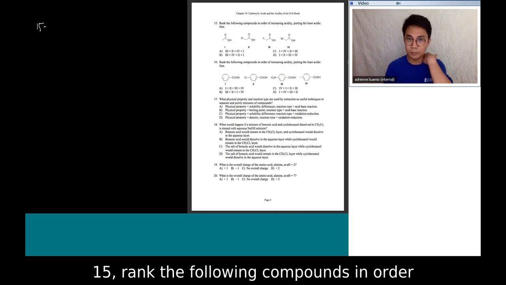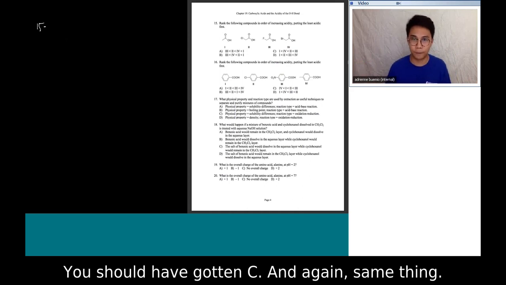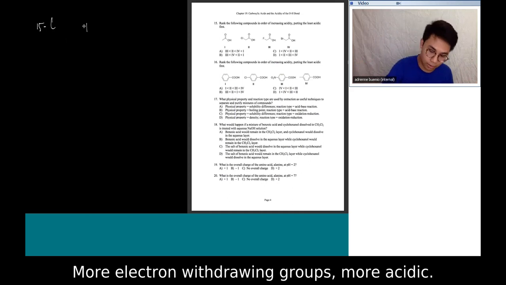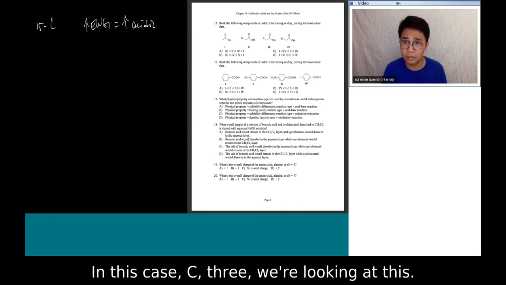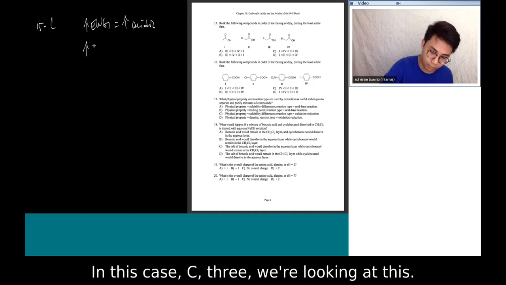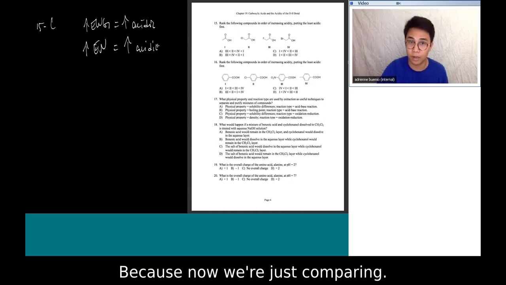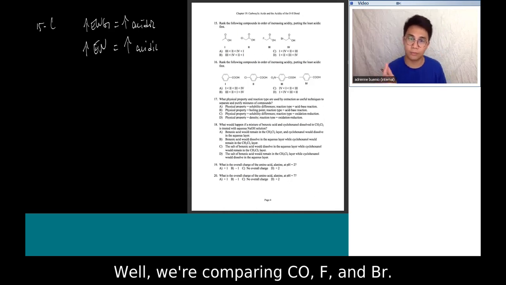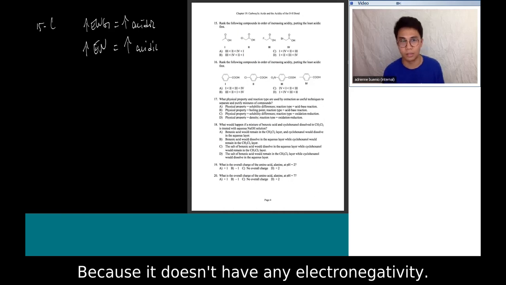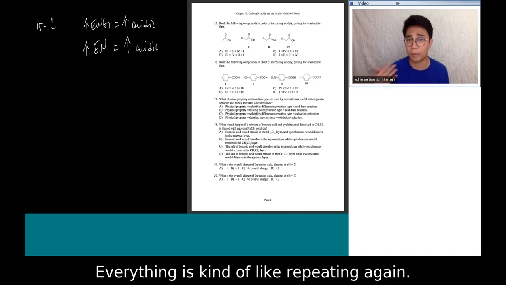So 15, rank the following compounds in order of increasing acidity again. You should have gotten C, and again, same thing, right? More electron withdrawing groups, more acidic. In this case, we're looking at electronegativity as well, more acidic. Because now we're comparing Cl, F, and Br, right? Because 1 is definitely going to be the least because it doesn't have any electronegativity, right? So, not too bad, right? Everything's kind of repeating again.